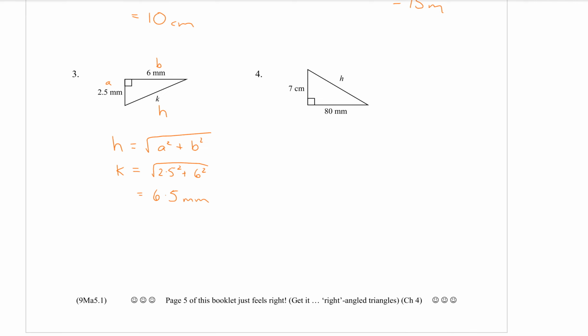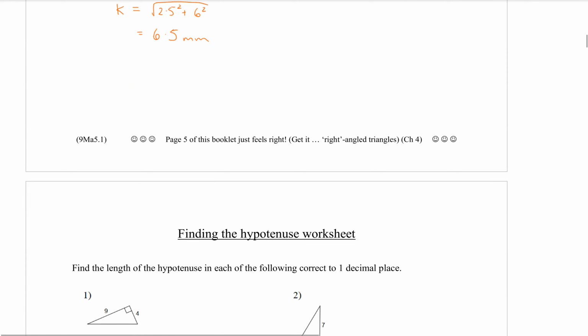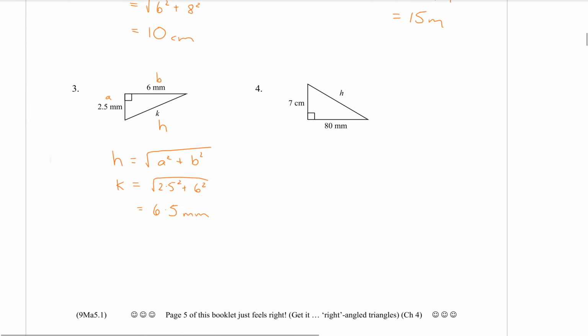millimeters. Yeah, well, then you'll have to round it. So in the worksheet that you're going to do, it says to round to 1 decimal place where necessary. So we'll do the same thing for the next one.